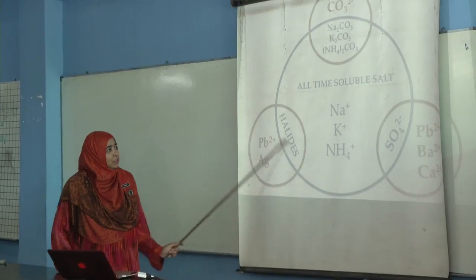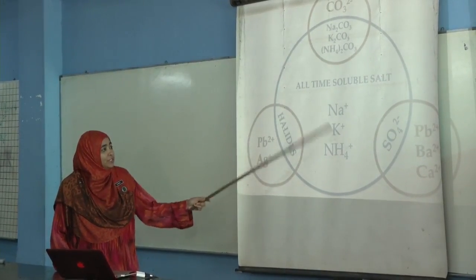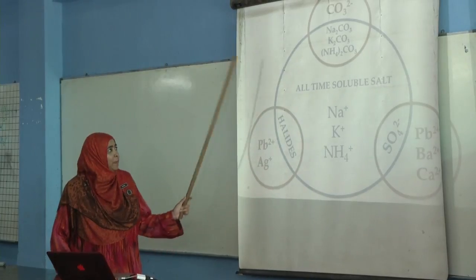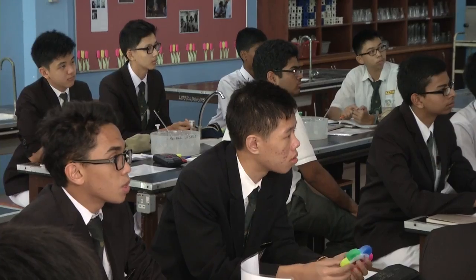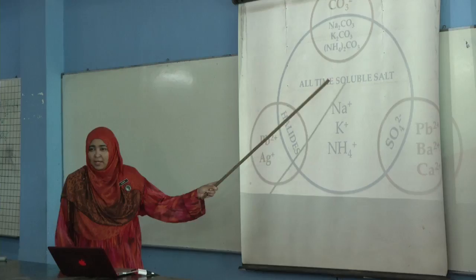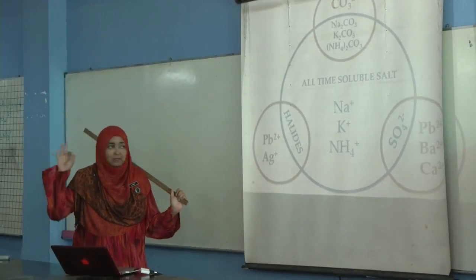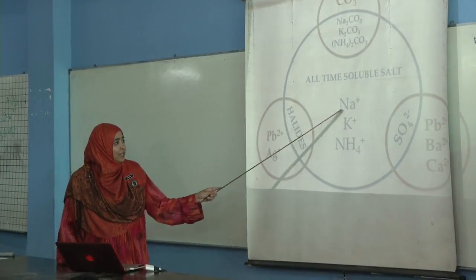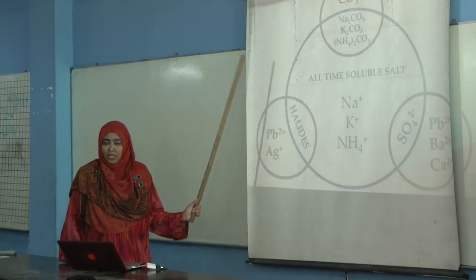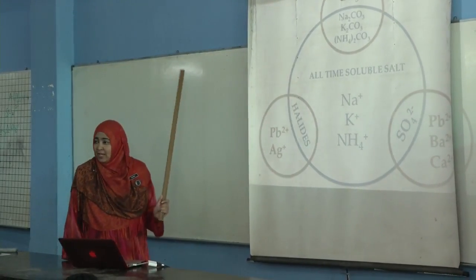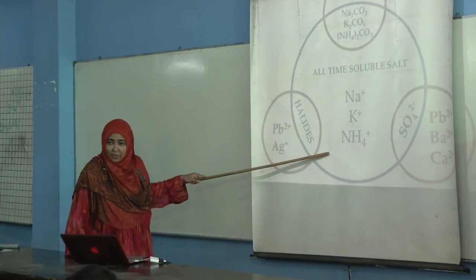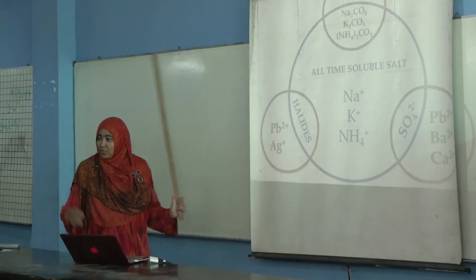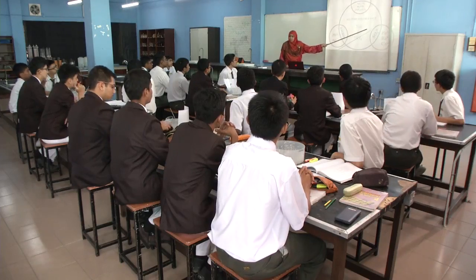If you notice, there are 3-4 circles of bubbles, okay? And there's one in blue, and there are 3 in red. Now, the one in blue is where the all-time soluble salts are. There are 3 soluble salts, Na+, K+, and NH4+, and there's another one here missing, which is NO3-. So after this, when you copy down in your book, you write Na+, K+, NH4+, and then you draw a line and you put NO3-. So these four salts are all-time soluble.